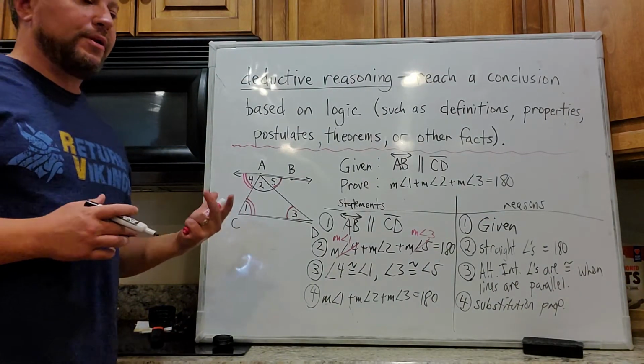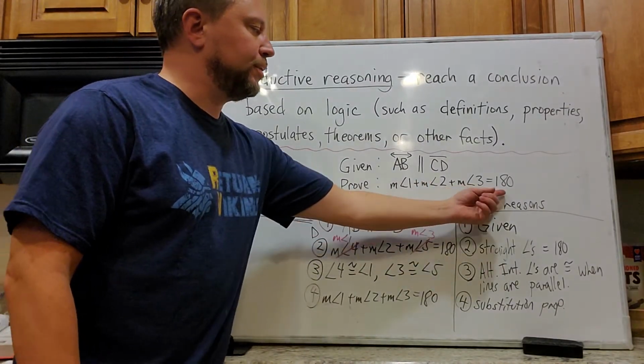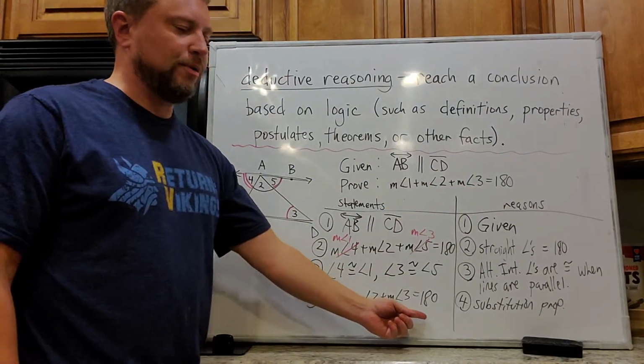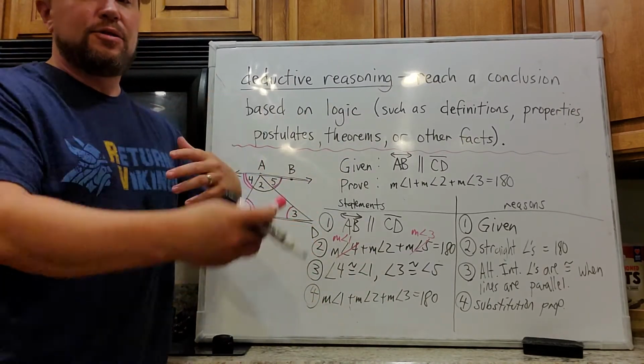Okay, so there you have it. There's an example, and I'm done, by the way. Did you see that? 1 plus 2 plus 3 equals 180. So I got there, see? But do you see how one thing kind of led to another?